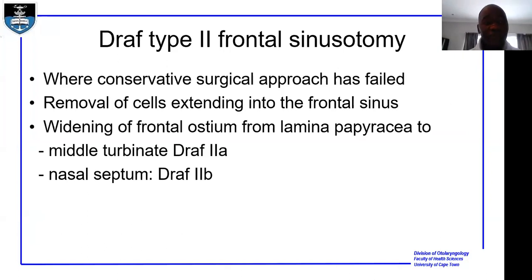The Draf type 2 frontal sinusotomy is indicated where a conservative surgical approach has failed. This involves a removal of cells which are extending into the frontal sinus. It involves widening of the frontal ostium from the lamina papyracea. If you widen it from the frontal ostium to the middle turbinate, then it's called a Draf 2A. And if you widen it from the lamina papyracea to the nasal septum, then it's a Draf 2B.